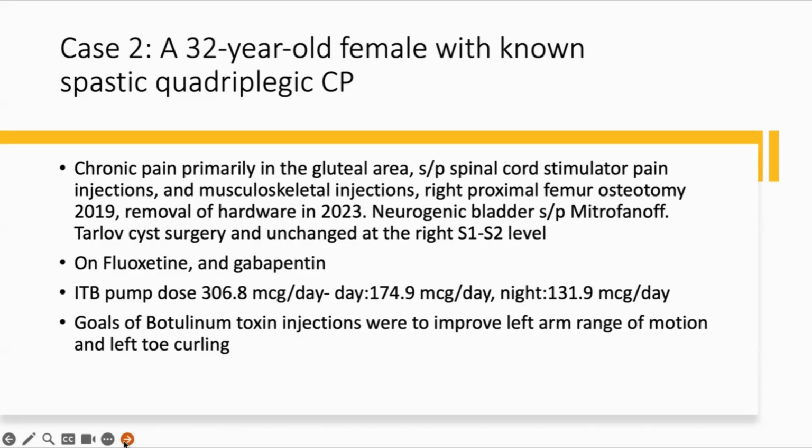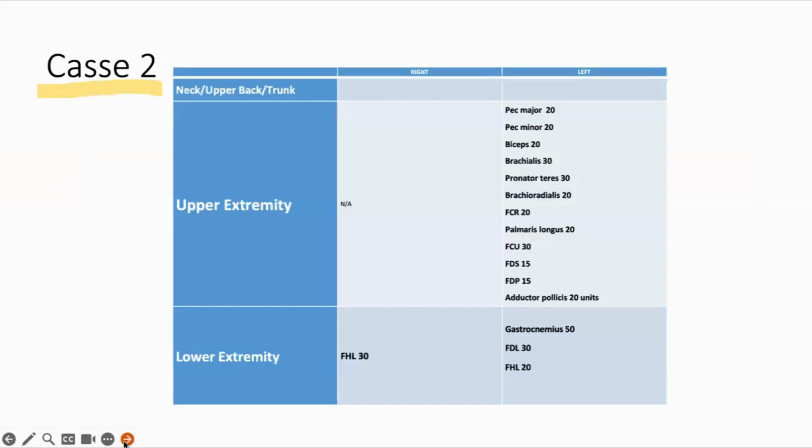So I included this because she has a pump. The pump is a low dose, but that's what she wants it at this level, a flex dose day and night. And for her, the goal for botulinum toxin injection is to improve left arm range of motion. And also she reported some toe curling, which only improves with toxin injection. Next one, please. This is just a table of the muscles that were injected, and also, as you see, FDL, FHL, and FHL on right side as well. Thank you. Next one.